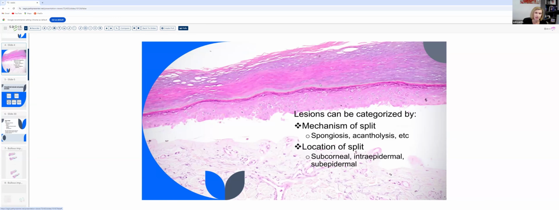Histologically, vesicular and pustular lesions can be categorized in a couple of different ways. One is the mechanism of the split. So vesicles can be caused by spongiosis. They can be caused by primary acantholytic processes. So the mechanism of the split is one way that we categorize them. And then we also look at the location of the split within the skin. So this can be either intracorneal or subcorneal, intragranular, intraepidermal, or subepidermal.